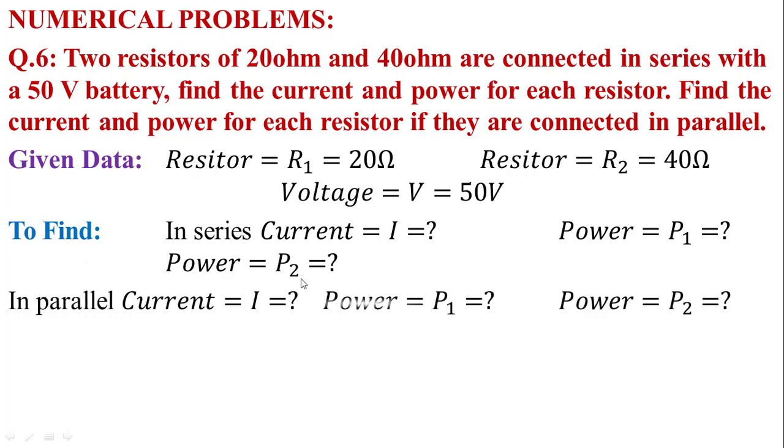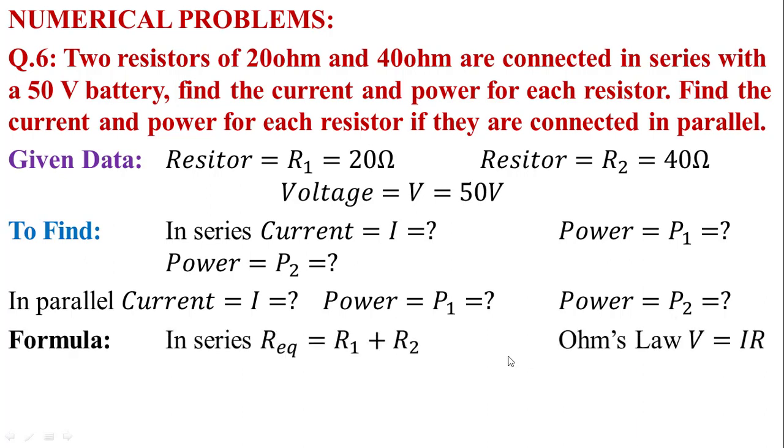Similarly, in a parallel combination, we have current I, power P1 and power P2. Using the formula, in a series combination the equivalent resistance R equivalent is equal to R1 plus R2, and according to Ohm's law V is equal to IR. Then power P is equal to I square R.